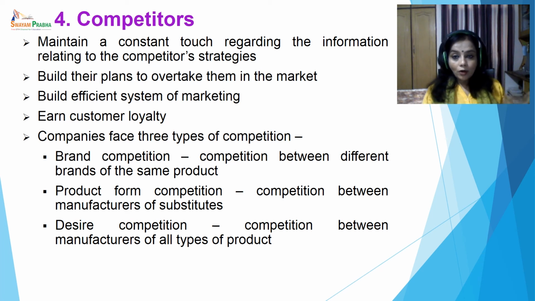The competition which generally comes to your mind is basically those who are selling a similar type of product, but there can be other types of competition also. That is brand competition between different brands of the same product. This is the very usual thing which comes to your mind. But the other form of competition may be product form competition, like competition between manufacturers of substitute products like coffee and tea. Manufacturers of coffee and manufacturers of tea, this kind of competition may be there, because if customers are tilted towards tea, then the sale of coffee will be affected.